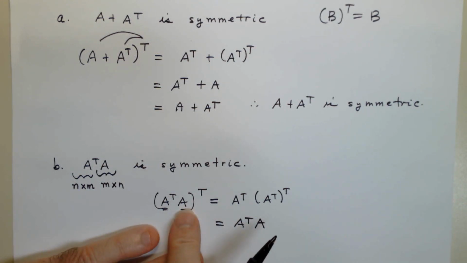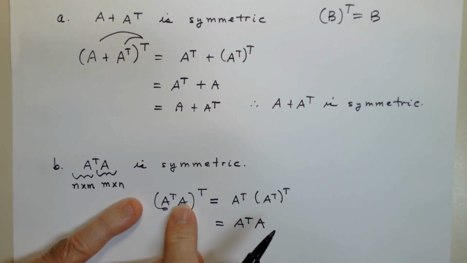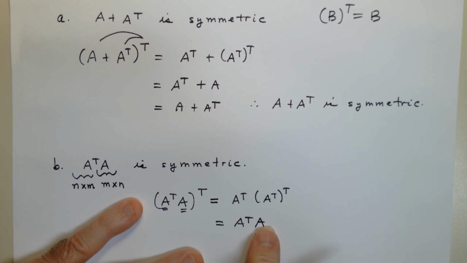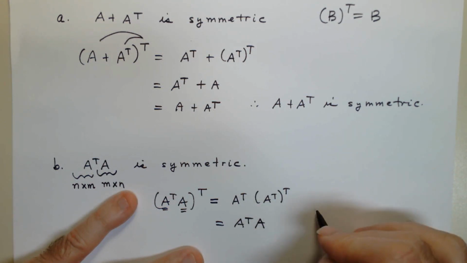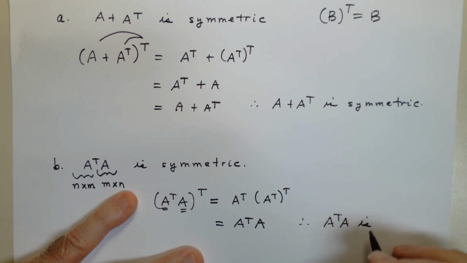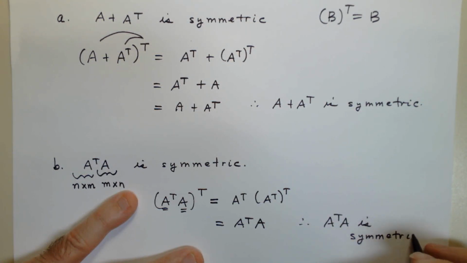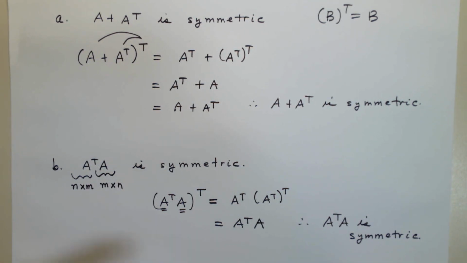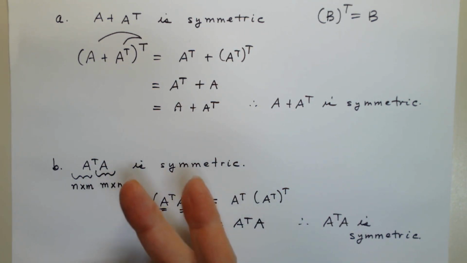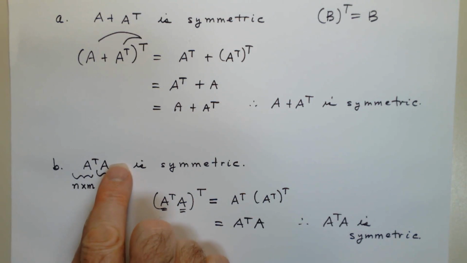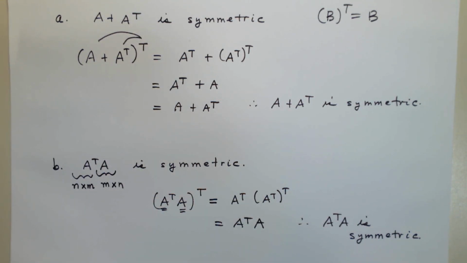And that's exactly where we started, right? A transpose times A transposed is A transpose A. All right. And therefore, A transpose times A is symmetric. And that's all we have to show. All right. So I would encourage you to try to work this argument with the role of A transpose on the other side, just to see if you can figure that out.